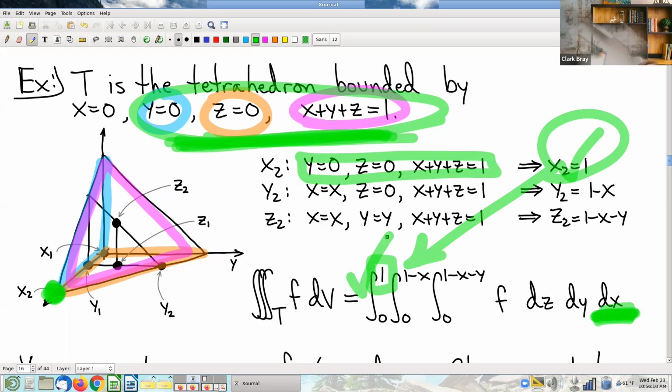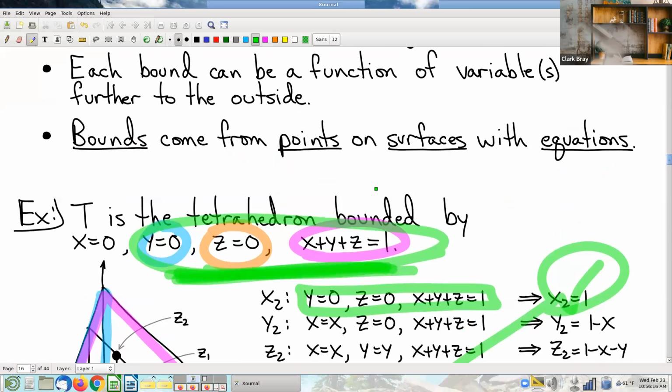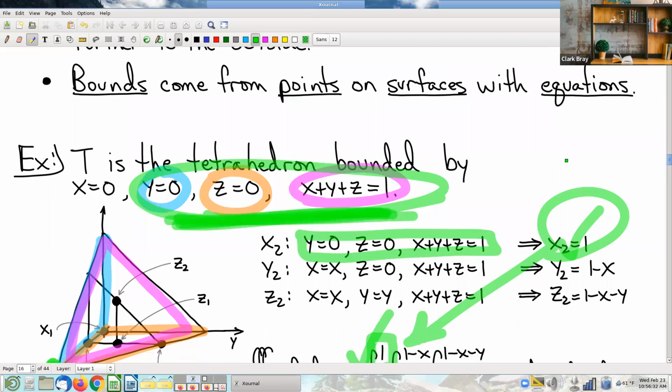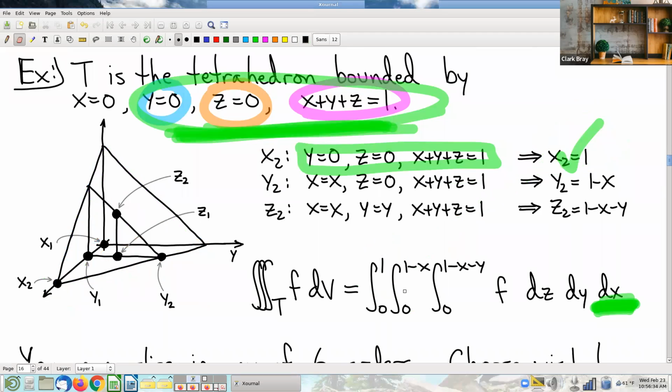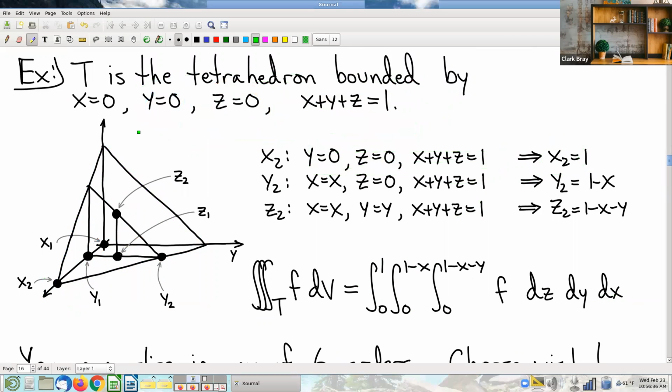Everybody good? Okay, so notice we followed this pattern up here. To understand a bound, we identified the appropriate point. We identified the corresponding surfaces that it's on. We wrote down the equations of those surfaces, and then we solved to find the relevant bound. Okay. All righty, and now let's do it again.